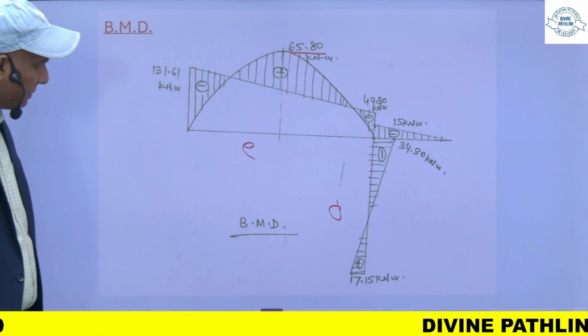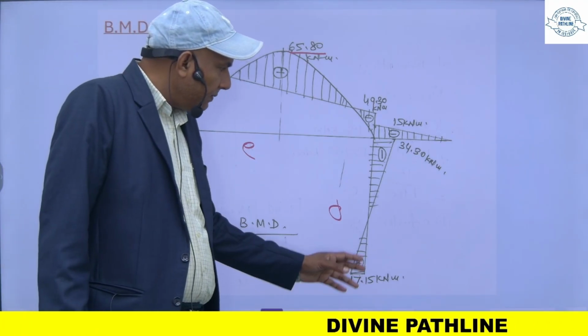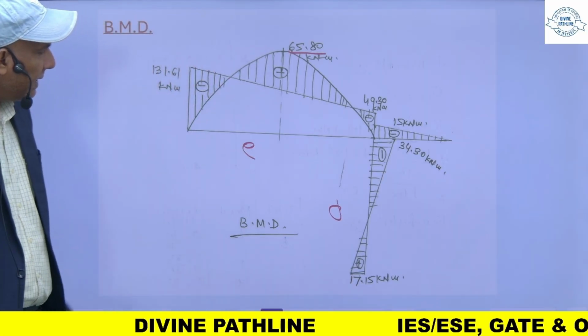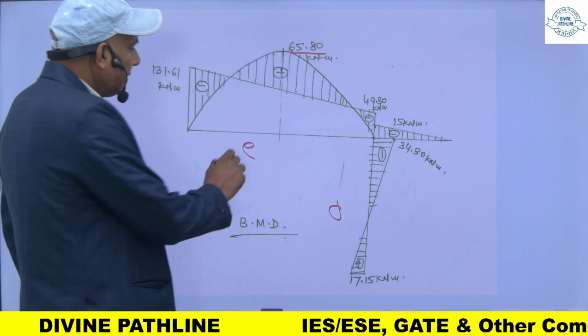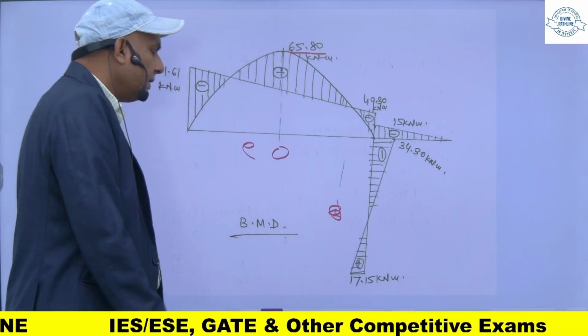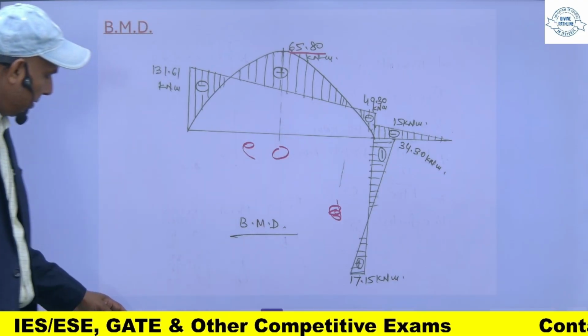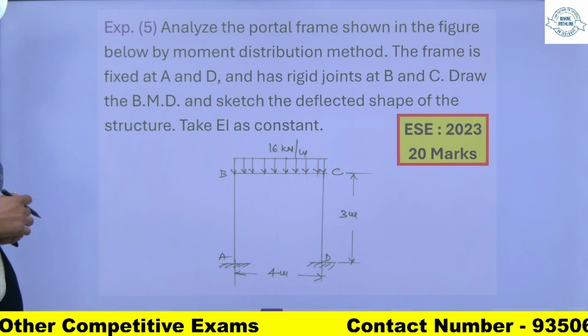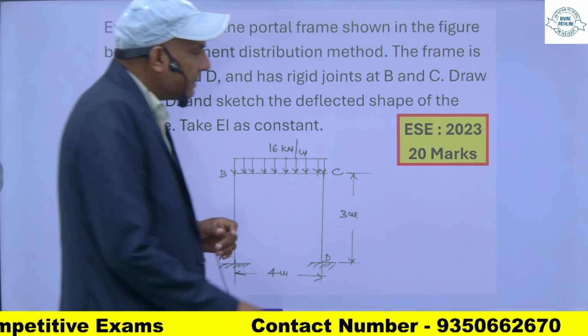But that doesn't make the difference, your bending moment will be this, only thing is that you can specify. So here I have drawn the diagram by standing here, this is the bending moment diagram. So this is my final BMD.